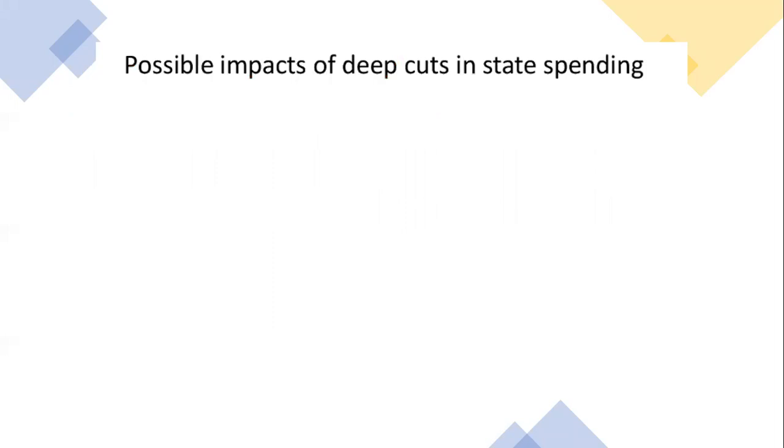So if we look at some of the possible impacts of deep cuts in state spending, certainly over the past couple of years, we have seen significant amounts of fiscal austerity, where governments seem to be raising taxes and lowering the degree of spending. Let's have a look at 3 different types of impacts that could have.